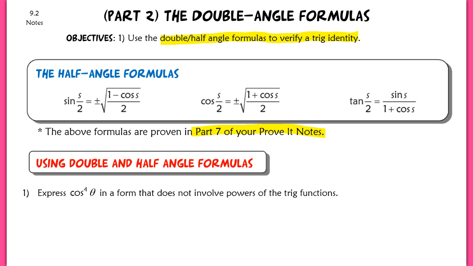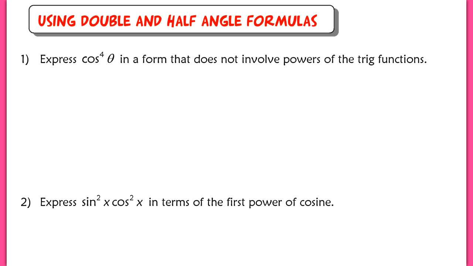So let's begin now with problem number 1. We want to be able to express the cosine of theta to the 4th power in a form that doesn't involve a power of our trig function. Now, this is a really useful technique. What we're trying to ultimately do here is reduce powers of cosine. This is a technique that you're going to use often in your trig identities, so you want to be really adept at being able to manipulate your double and half angle formulas.